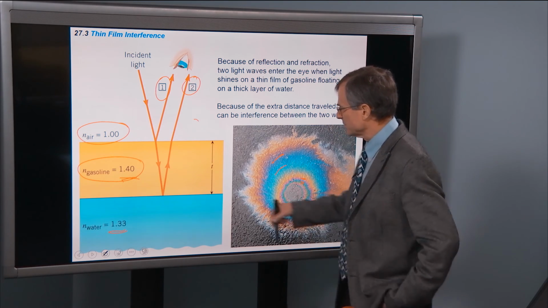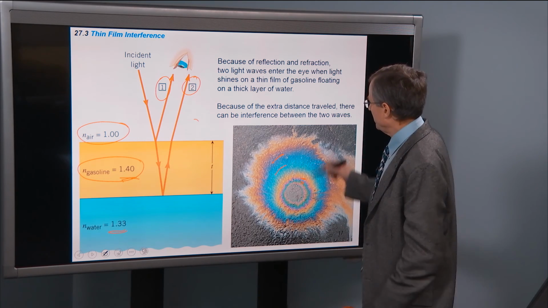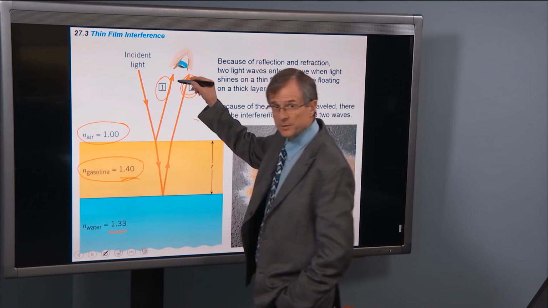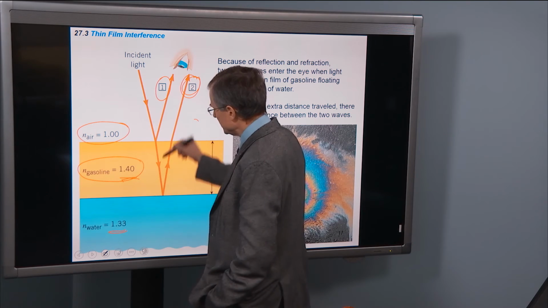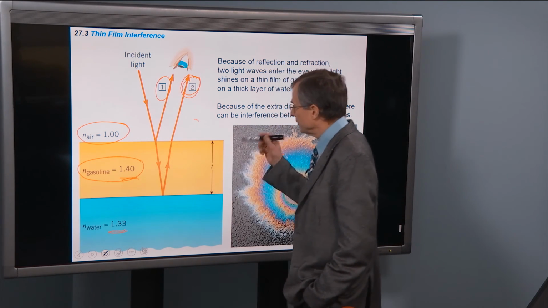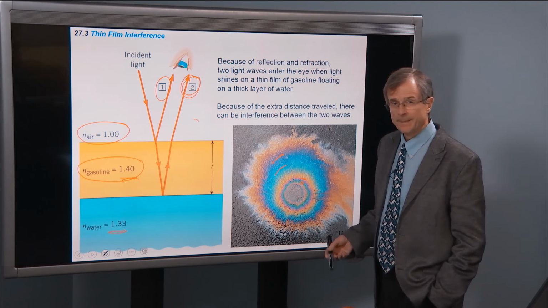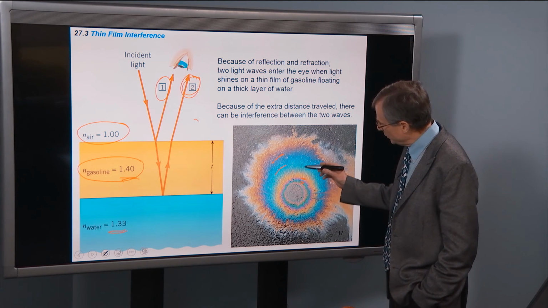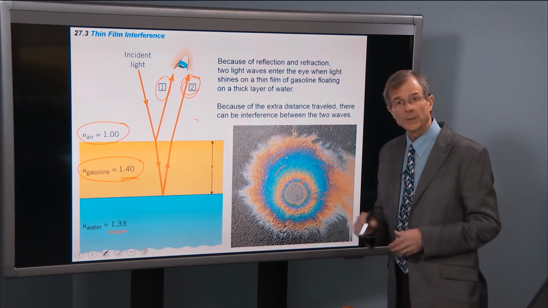There are also some reflections and things we won't worry about here, but I think you got the basic idea. Because of the extra distance traveled for ray 2, ray 1 doesn't go as far as ray 2 does. It bounces right off that first air-gasoline interface. Ray 2 has to go through the gasoline twice, once to go down, once to come back up. Those two can interfere with each other, and that interference depends on the wavelength. And that's why you get these. So basically what you're seeing as you move through these fringes is changing thickness of that gasoline or oil layer.